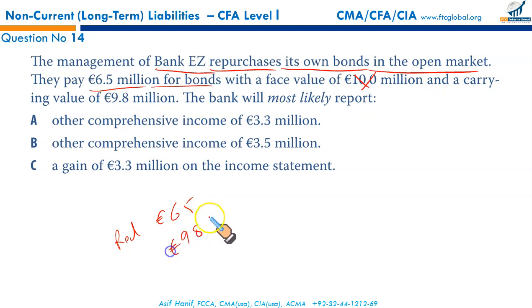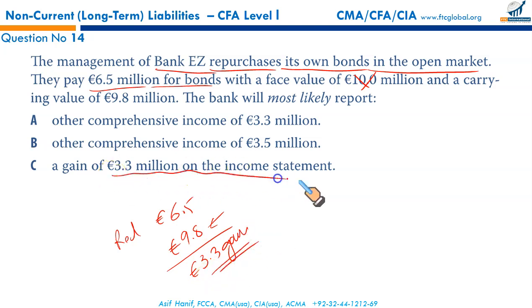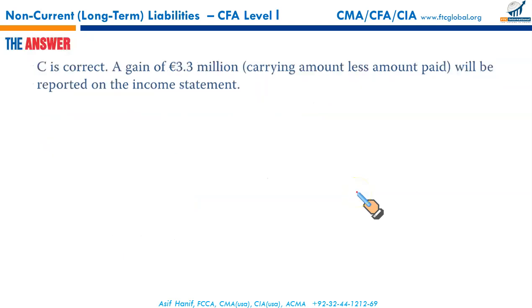Now, our liability in our books, which was standing at 9.8 million, we extinguished by paying only 6.5 million. The difference is 3.3 million euros. It's a gain to be reported in your income statement. It's a gain of 3.3 million on the income statement. C is the right answer.